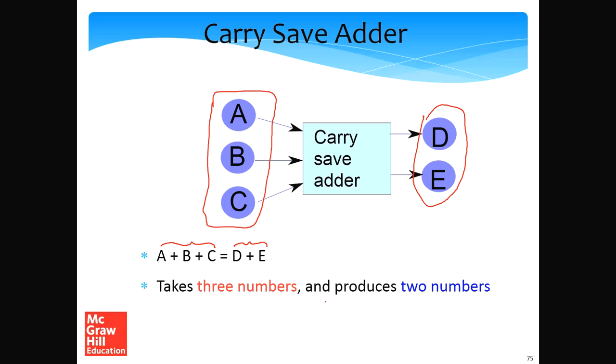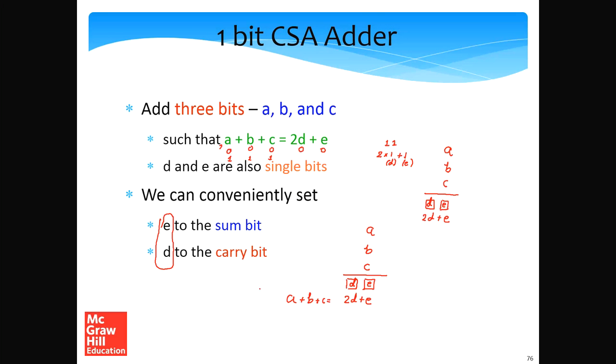If I take a look at the previous diagram, what I have done is I have taken three 1-bit numbers and produced two numbers, where 2D can be thought of as capital D and small e can be thought of as capital E. So I produced two numbers whose sum is equal to the sum of these three. Now let's do this for more bits. At the moment A, B, and C were only 1 bit each, so let's consider wider versions of A, B, and C.